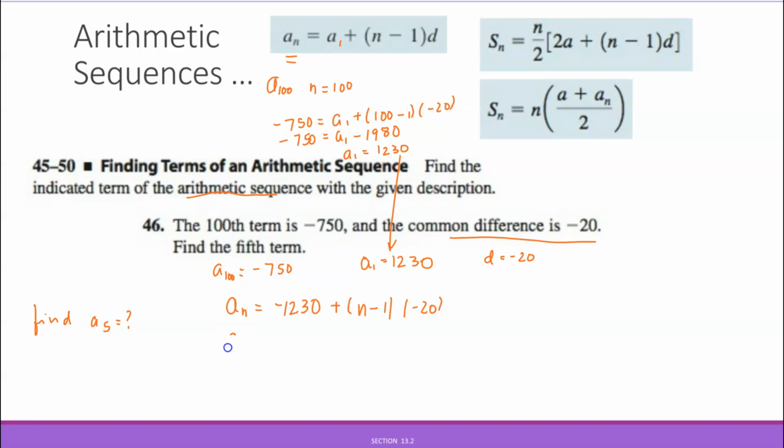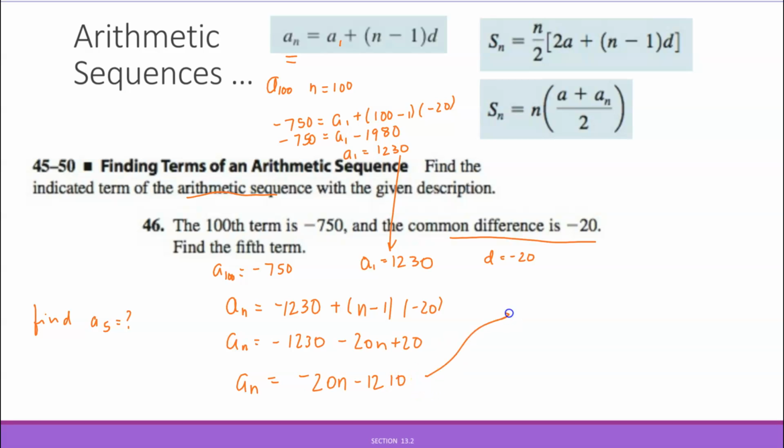So we have an is equal to negative 1230. We'll go ahead and distribute that negative 20. And simplifying, we get a general an formula as negative 20n. Negative 1230 plus 20 should be a negative 1210.